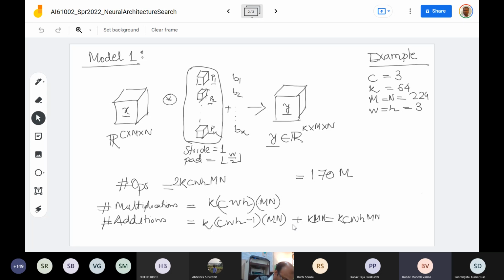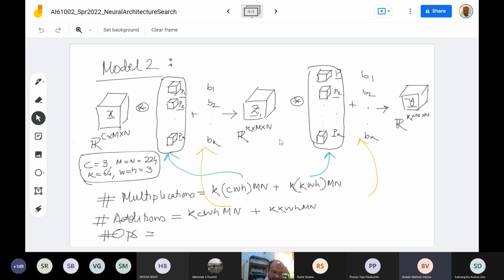Now tell me, what is that number of ops? Can you go to the next page? It is about 2 billion, sir. 2 into 10 to the power of 9. Yes. Okay.